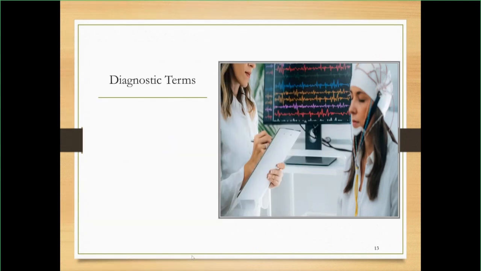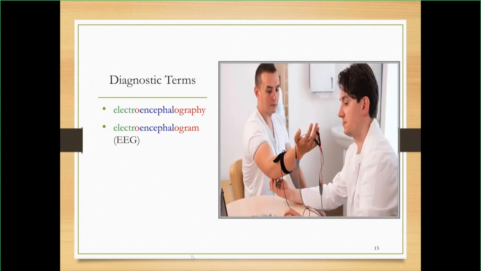Let's review some diagnostic terms. Electroencephalography. Electro means electric, encephalo means brain, and graphy, recording. Therefore, electroencephalography is the recording and analysis of the electrical activity of the brain. The record obtained is an electroencephalogram. The diagnosis of brain death may require electroencephalography to demonstrate that electrical activity of the brain is absent.